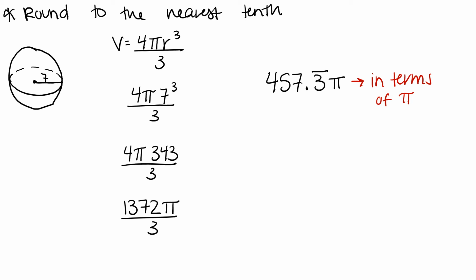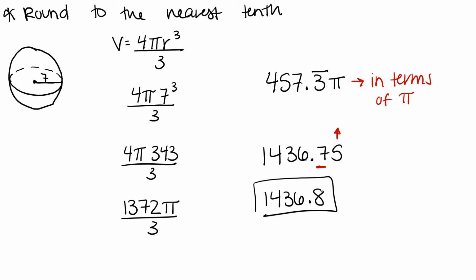Keep the 457.3 repeating in the calculator and simply hit times the pi button. When you do that, you get an answer of 1436.75, on and on and on. But we want to round to the nearest tenth, which would be the 7. The 5 tells us to round up, 5 and higher, round up. So that 0.7 rounds up to a 0.8. 1436.8 would be our final answer.